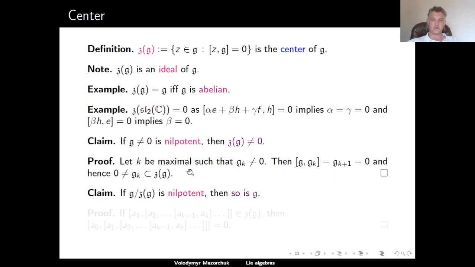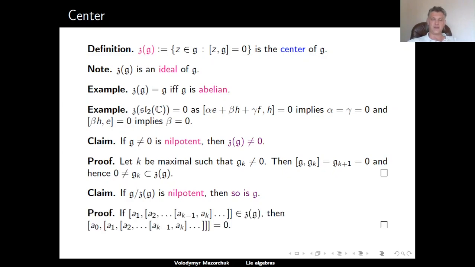A very useful observation is that an algebra G is nilpotent if and only if the quotient of G modulo its center is nilpotent. Here one direction is clear because any quotient of a nilpotent Lie algebra is nilpotent. So the only thing which we need to prove is that if the quotient of G modulo its center is nilpotent, then G is nilpotent.